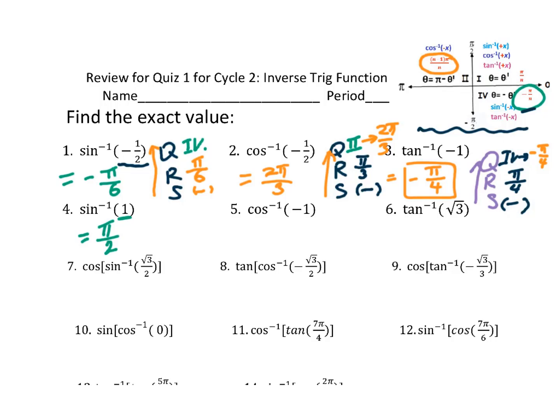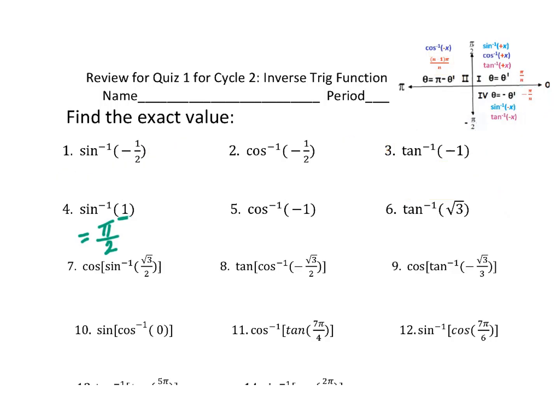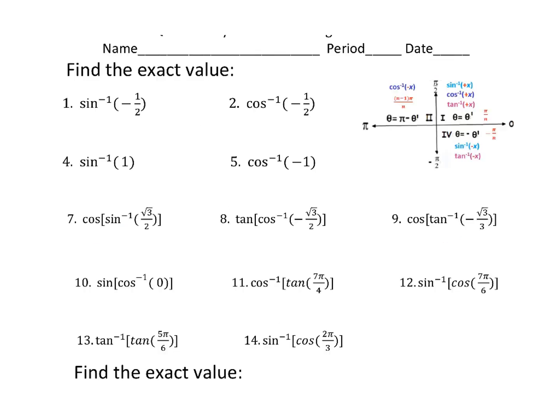For number 5, we still go to QRS. Backwards. And we know that's negative sign. Reference angle will be 0. They go to the second quadrant, because this is the inverse cosine. Therefore, answer is pi. For number 6, this is a positive, means reference angle. That's pi/3.